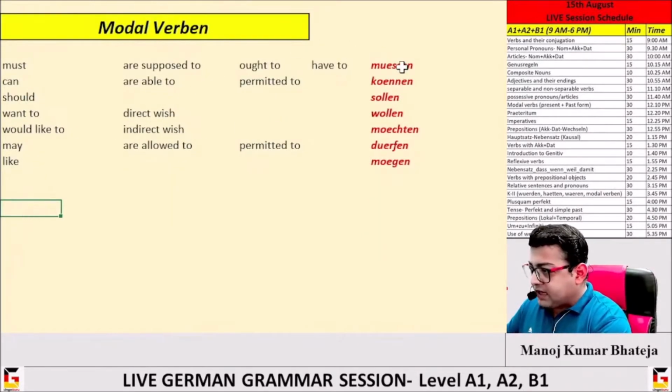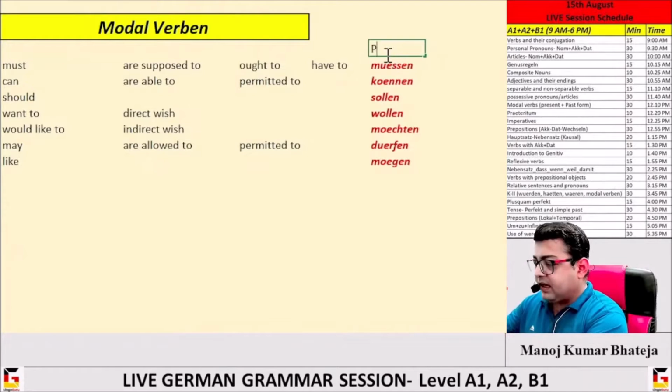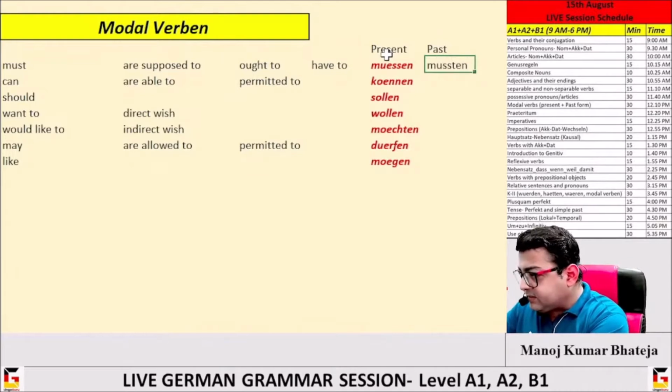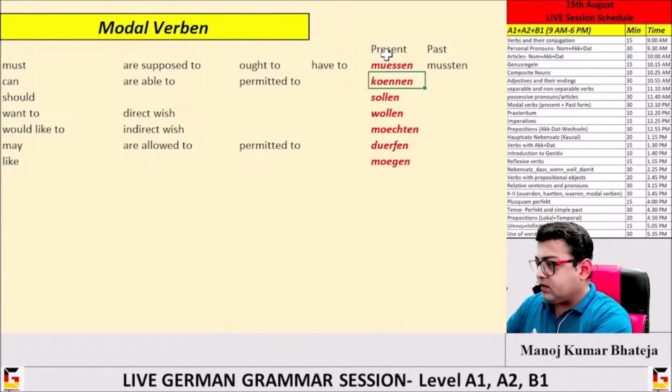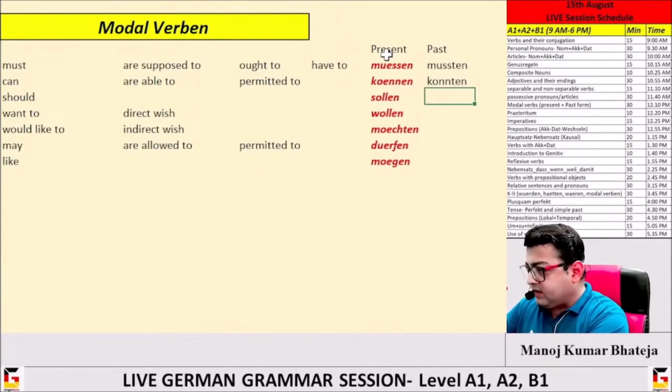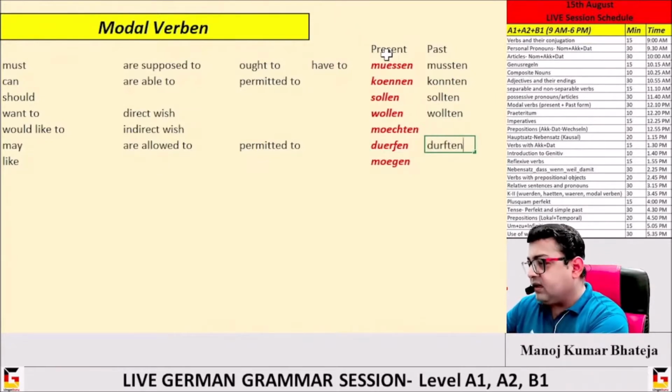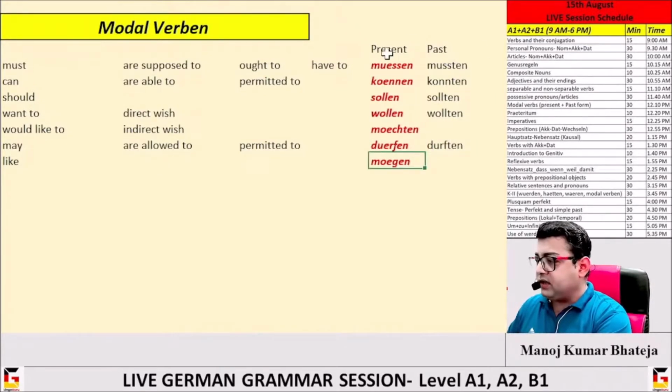When we use the past form of modal verbs, this is my present form and that's the past form. Mussten, konnten, sollten, wollten. We don't use this one, don't learn it, it's durften, and we'll see how we can use that.